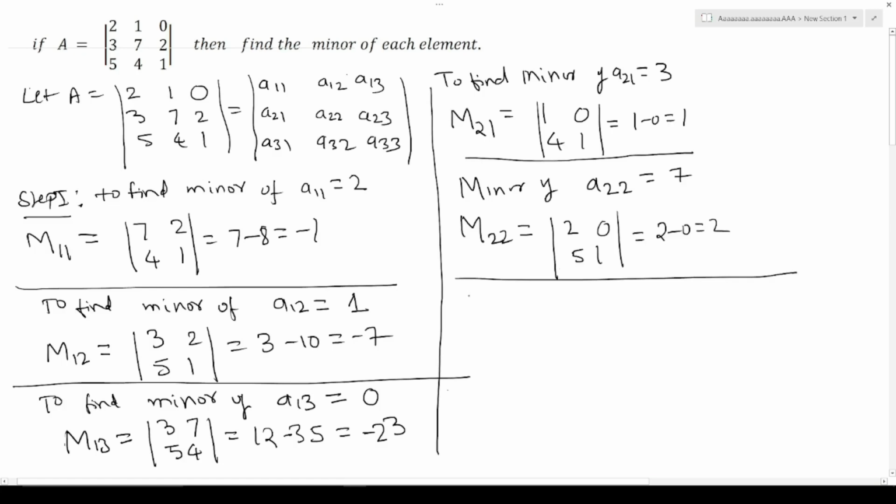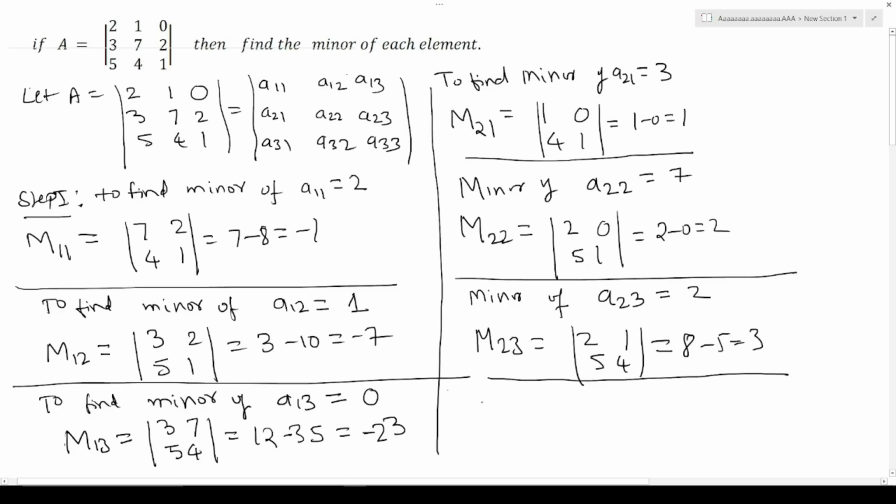And after that, to find the minor of A23. A23 equals 2. So the minor of A23 is nothing but, for that, second row omitted, third column omitted. What are left? [[2,1],[5,4]]. So M23 equals [[2,1],[5,4]] equals 8 minus 5 equals 3.